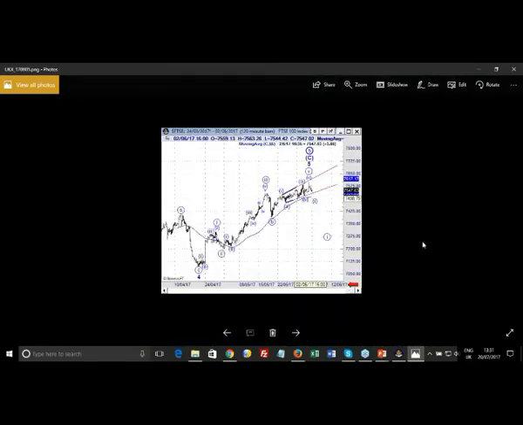This one is the FTSE, a 120-minute chart. I showed that chart last month at the meeting, and this is a perfect Elliott wave, as you can see. The market hit 7,600, the top here, in early June.